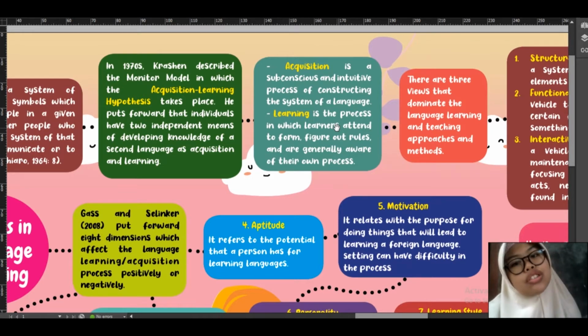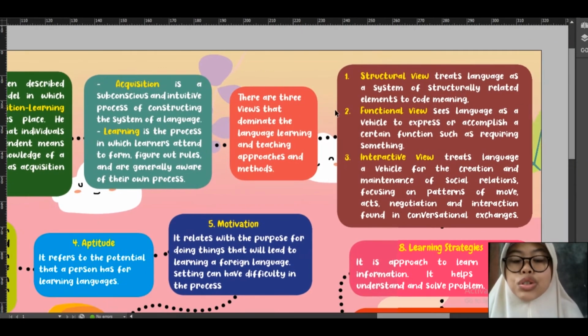Yes, the first is acquisition. Acquisition is a subconscious and intuitive process of constructing the system of a language. Meanwhile, learning is the process in which learners attempt to figure out the rules and are generally aware of their own process.